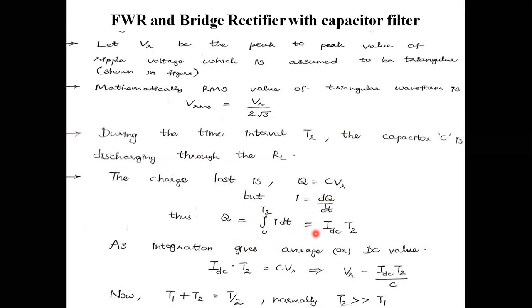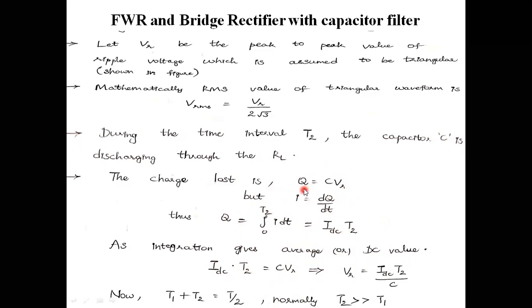That is given by Idc into dt. This is the Idc value, and the time period value is given as T2 here. As integration gives the average or dc value, by doing this integration we get Idc into T2. We know the charge q is also given by q is equal to CVr.